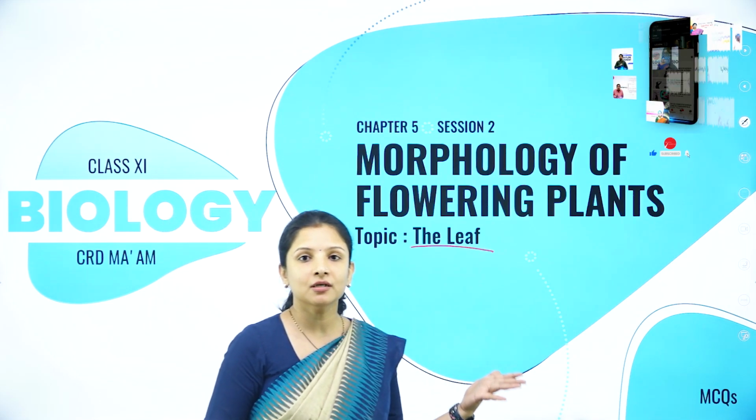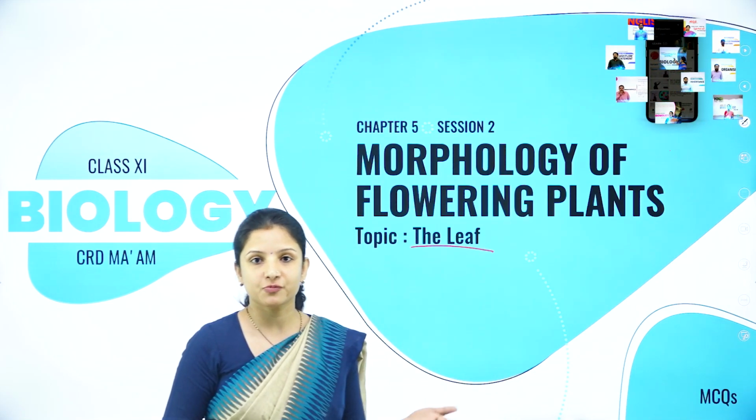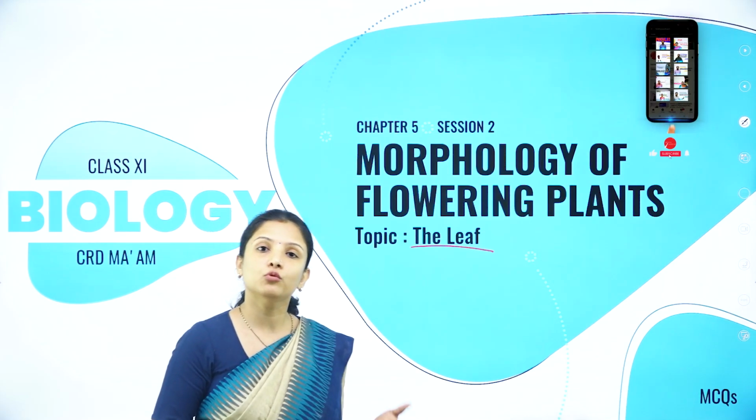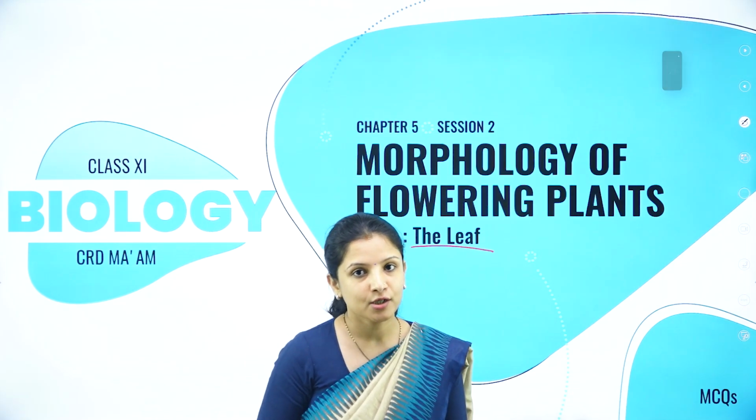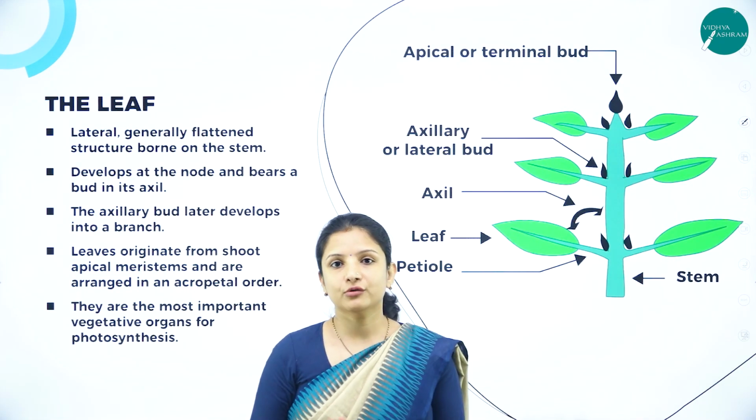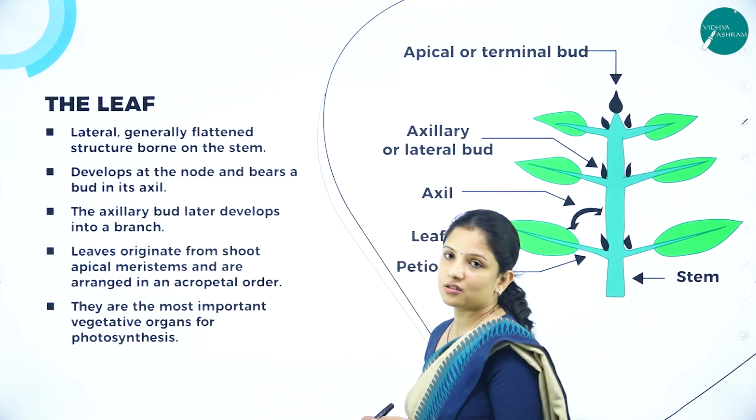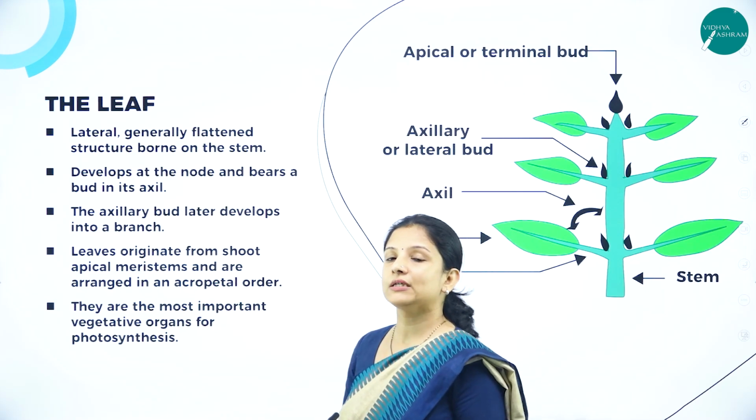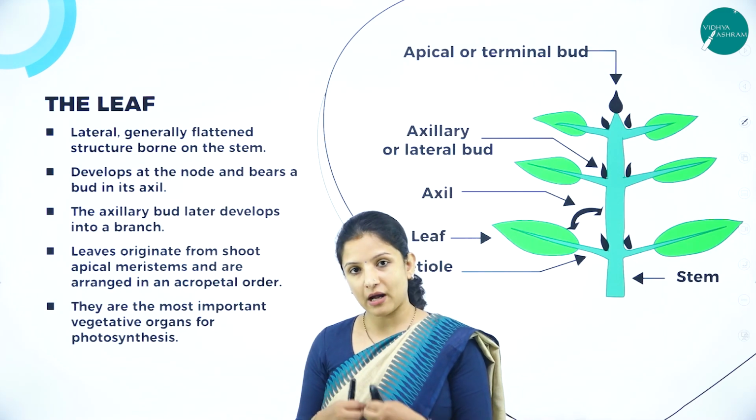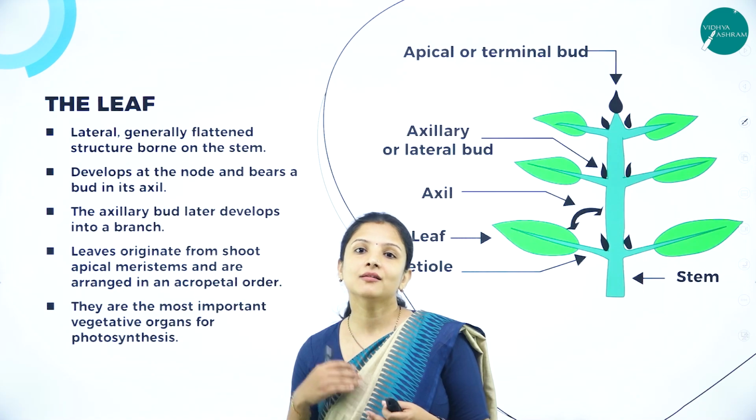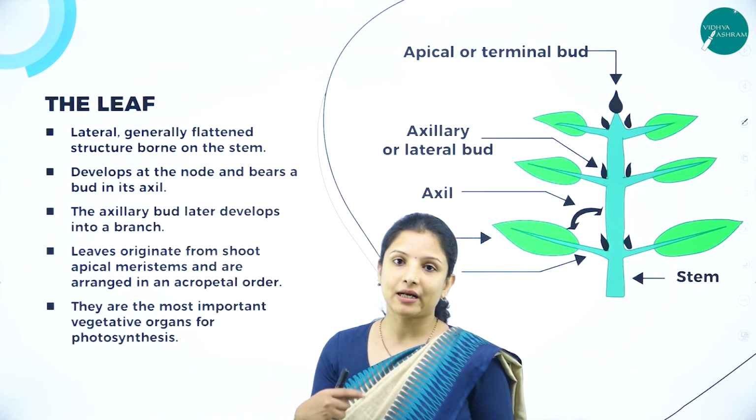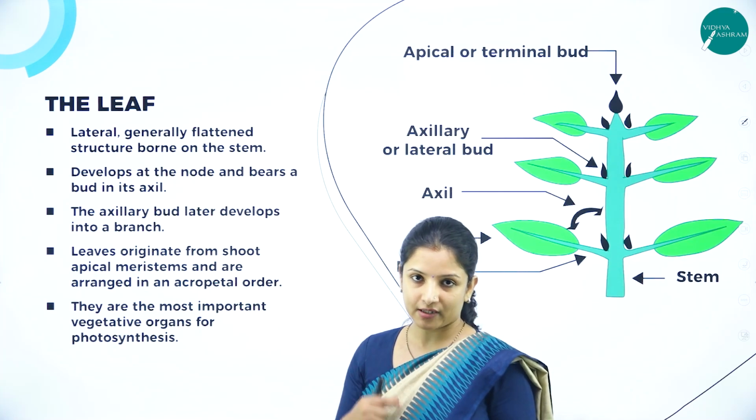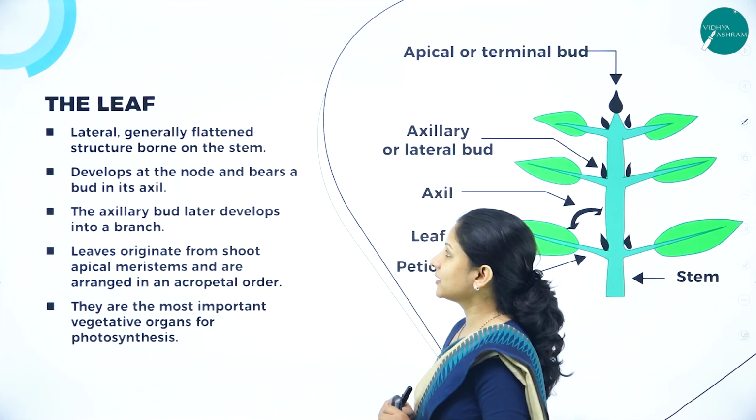So let's learn the structure of the leaf, the arrangement of leaves and all that, and then move into learning some of the MCQs that can be framed under this particular topic. So talking about the leaf, we had learnt in the previous session the below ground part of the plant, that is the root, and the above ground part, that is the stem. And I told you in the stem, that is in the nodal region, the leaf arises. So let's study about it in detail.